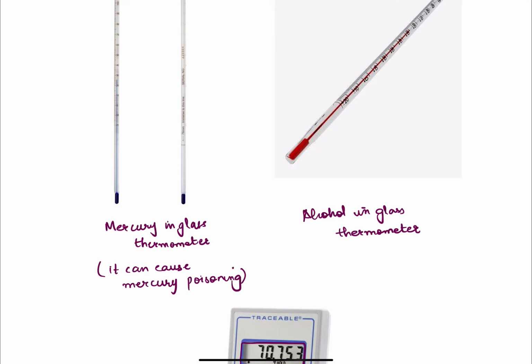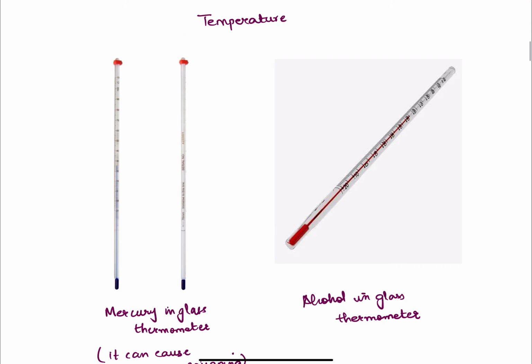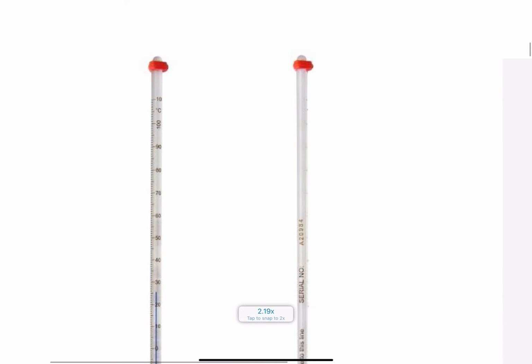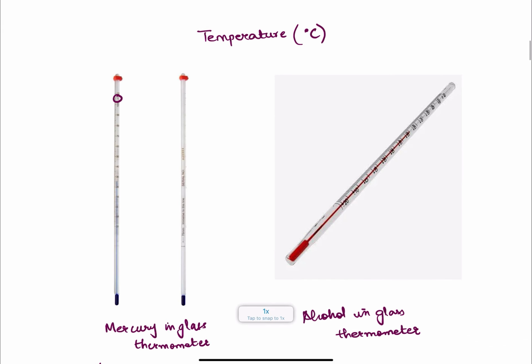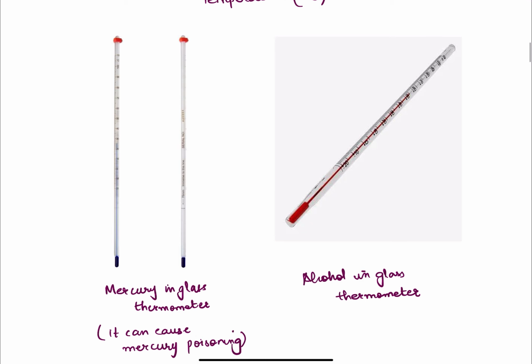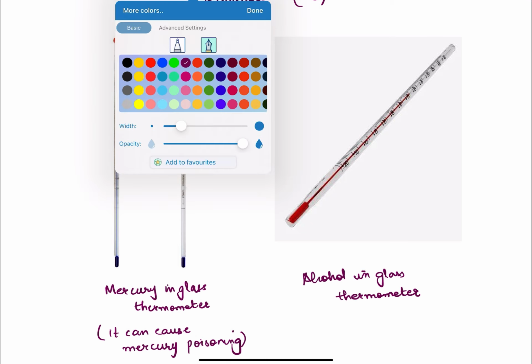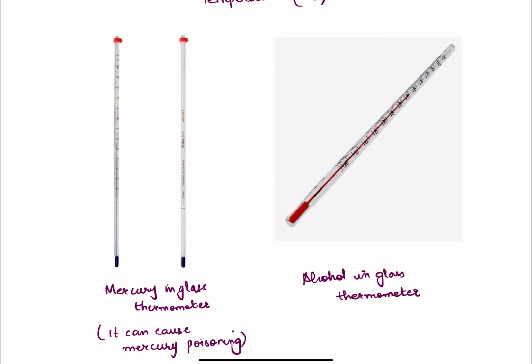So we'll have to measure the temperature in degrees Celsius. Temperature is measured in degrees Celsius because this is a degree Celsius scale. You can see on the thermometer it's degree Celsius. So the thermometer has to be in degrees Celsius. Temperature is measured in degrees Celsius in our course, right? And the least count of a thermometer is 1 degree Celsius.